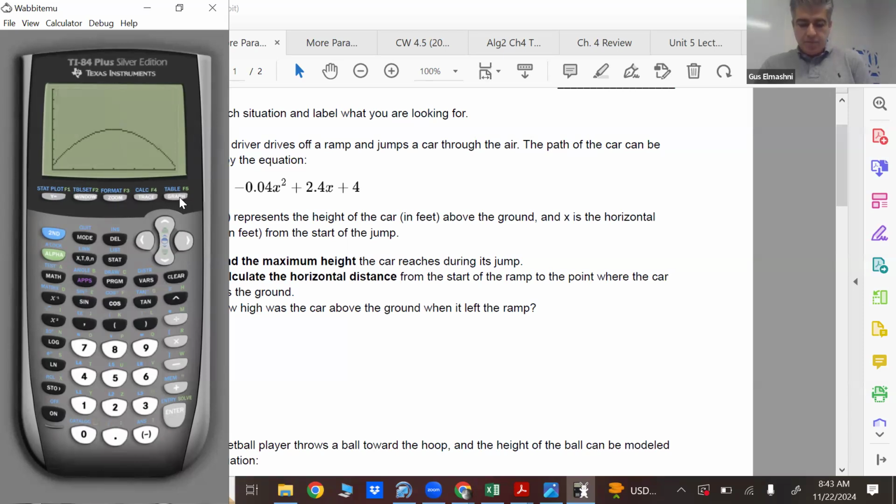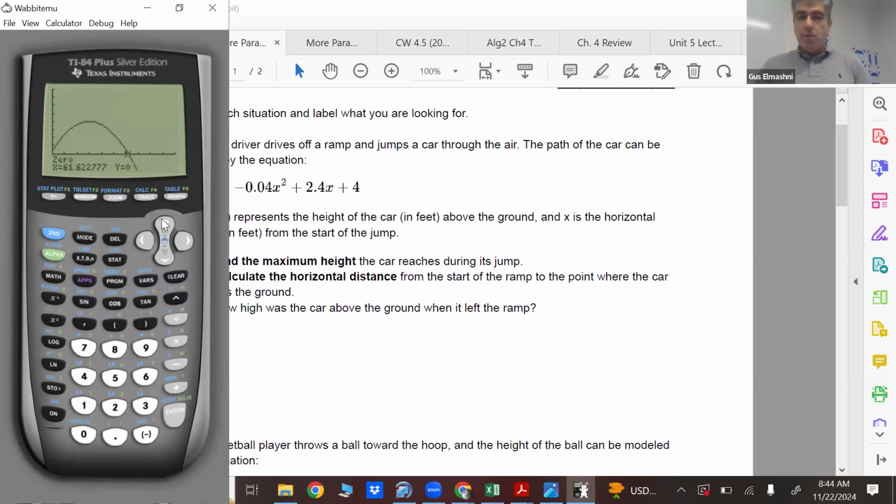Yeah, actually, I do need to expand this a little bit. Let me expand this to say 100. And let me show some negative values for y. Yeah, there we go. And if you guys forgot, it's second trace, option 2, move close to the x-intercept, go to the left of it, go to the right of it, hit enter, and there you go.